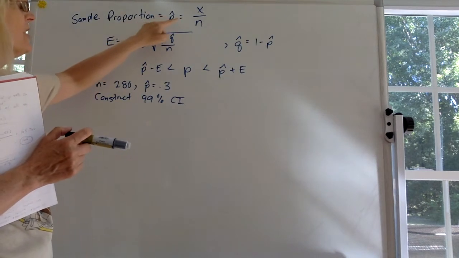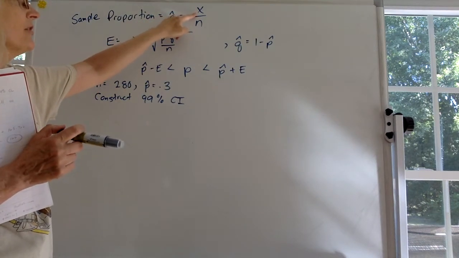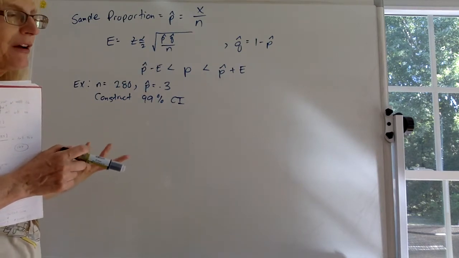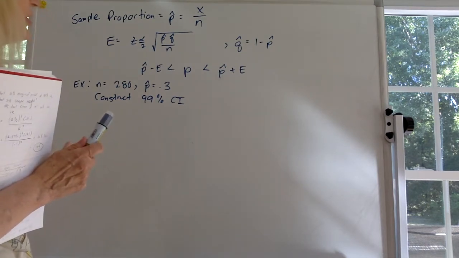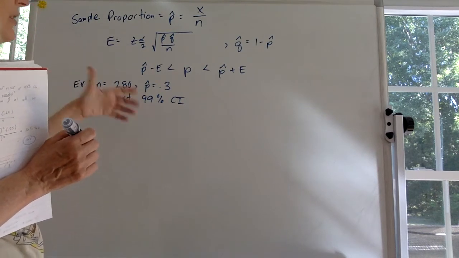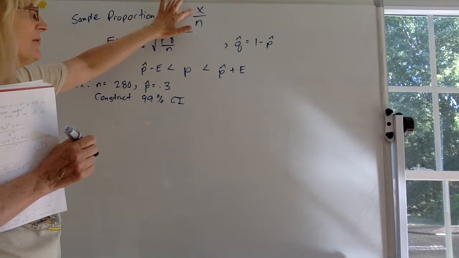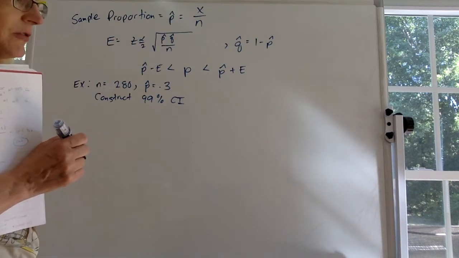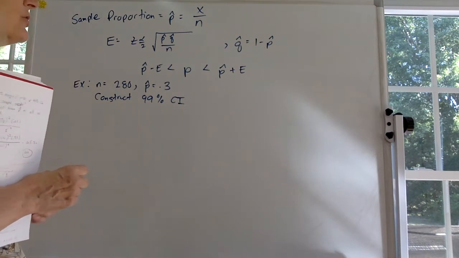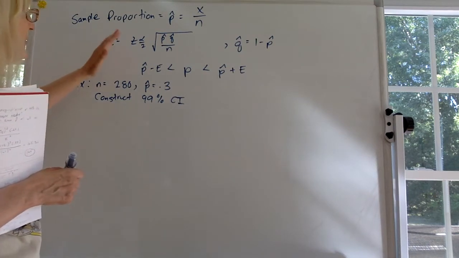So you would take how many met a certain criteria over the sample size to figure out what percentage of that sample met a certain criteria. Say you're asking how many people drive red cars out of 200 people that you asked. You would put how many people drove red cars divided by how many people you asked. And that would give you the proportion of that sample that drove red cars. Okay? So that's what a sample proportion is.